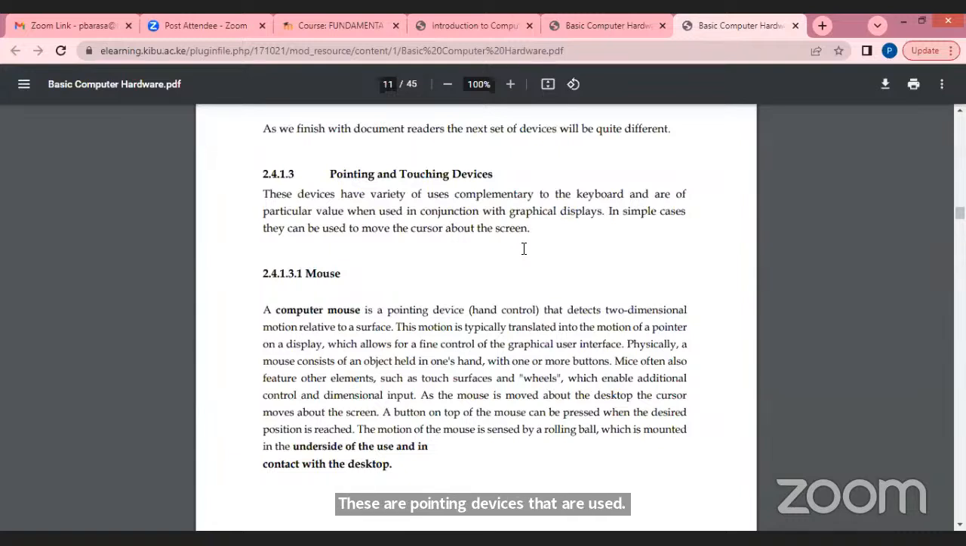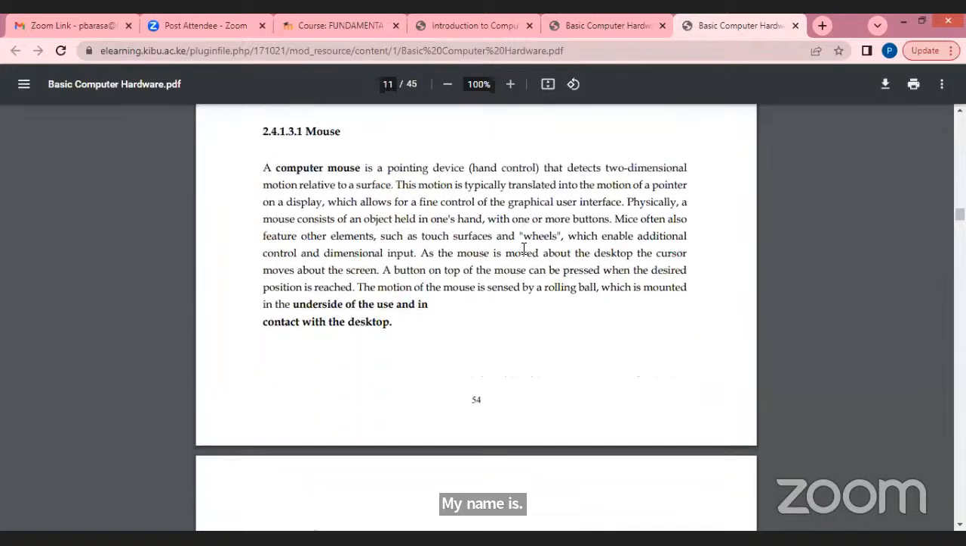In a few cases, they can be used to move the cursor about the screen. A computer mouse is a pointing device that detects two-dimensional motion relative to a surface. This motion is typically transferred into the motion of a pointer on a display, which allows for fine control of the graphical user interface.